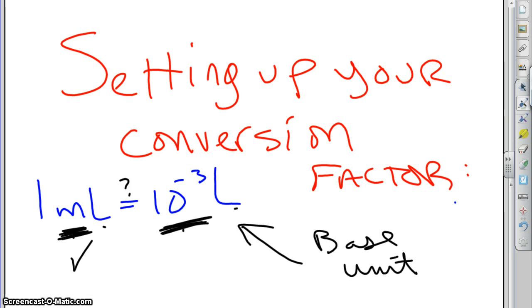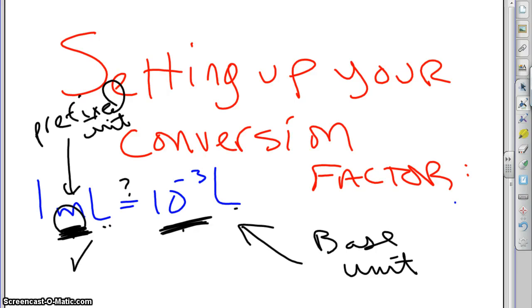That's the SI base unit for volume. It's the liter. Whereas this is not the base unit. They've done something to this. They put a prefix on it. This is a prefixed unit, because it has liter, but it has a milli on the liter. So here we have a base unit, L, and here we have a prefixed unit, mL. And so this guy has a prefix on it, milli.